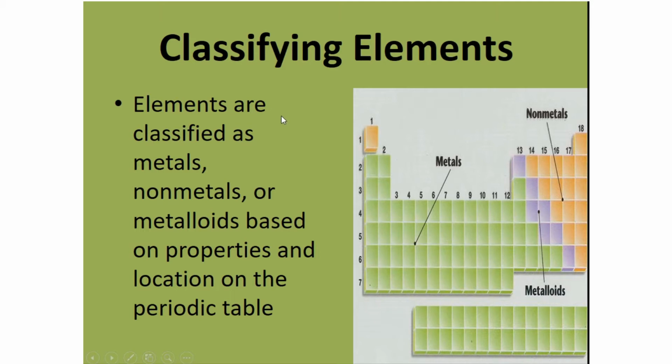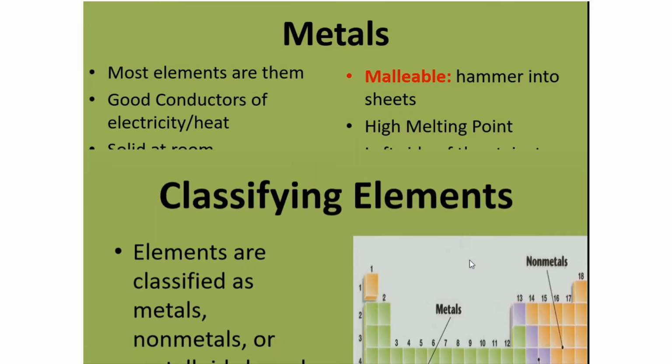Now elements are classified as metals, non-metals, or metalloids based on properties and location on the periodic table. These are the categories of the elements. If you see in the elements that they are being seen in here in different colors. Let's move on to the next slide.